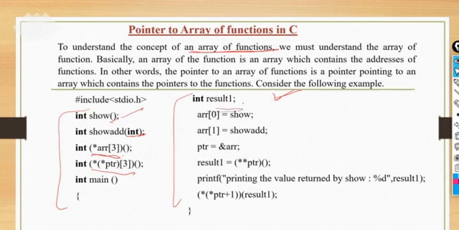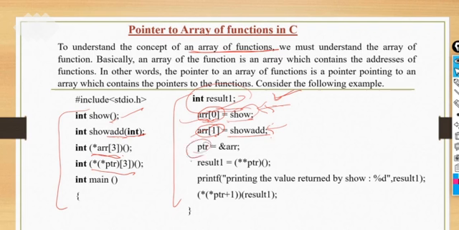In the result here, int result1 is there, with some array index values: at the 0th index show is there, and at the first index show add is there. What are show and show add here? They are functions. So we are using an array of functions. These are the array index values, and at each array index value we have functions. At the 0th index we have the show function, at the first index we have the show add function.